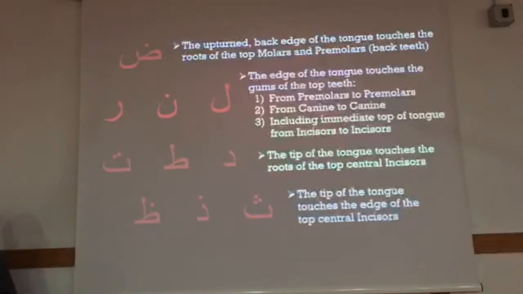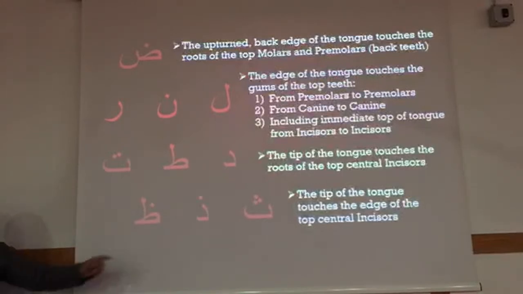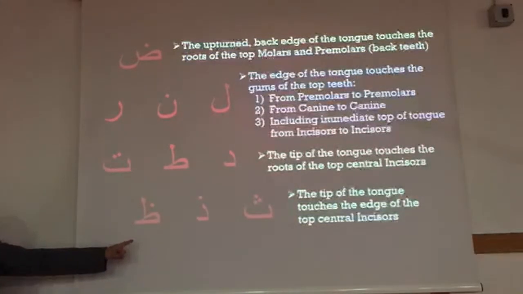Tha. Mubashir, but you nearly said sa. Tha. Bring your tongue out. Bring your tongue out. Tha. The. And va. So that's the makhraj of these three letters.